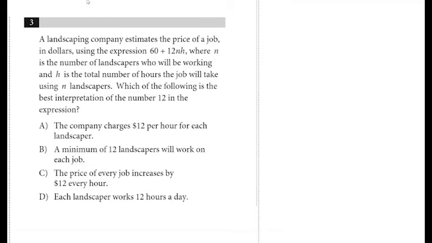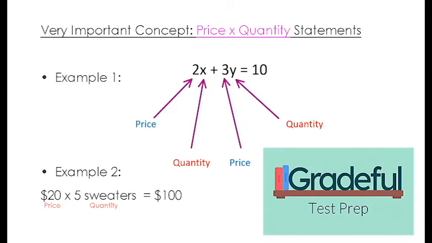Question number 3 is asking us about a really important concept on the SAT, which is the idea of price times quantity statements. So for instance, if you go to the mall and you buy 5 sweaters and each sweater costs $20, then 5 times 20 is 100, so you're going to be spending about $100 on sweaters. So 20 is the price, and 5 is the number, the quantity, so the price times quantity. And that idea gets tested a lot throughout the SAT.